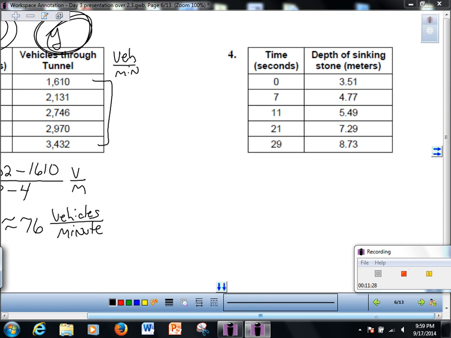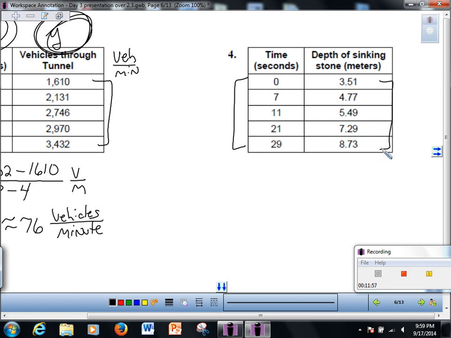Here goes my number 4. Think about it again. It looks like we're dealing with the depth of a sinking stone in meters due to the time. So you picked up some rock, you threw it into the river. Well, what's that rock doing? It's sinking until it hits the bottom. So if you think about what your unit should be, meters per second. So compare this column and this column.